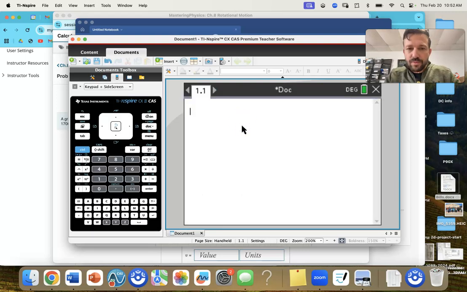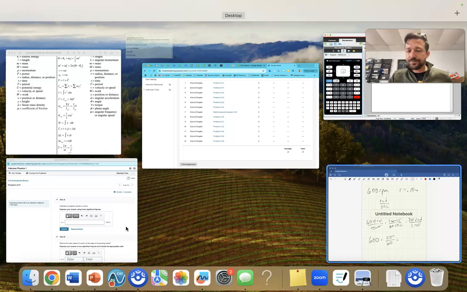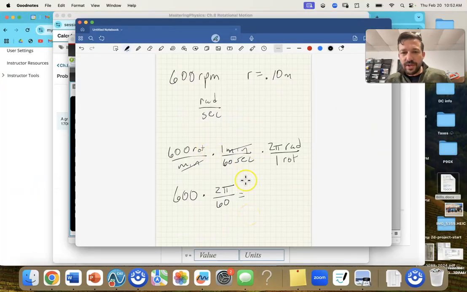Okay. 600 times 2 pi over 60. That comes out to 20 pi. Man, it came out so nice. I just made up that number. 20 pi radians per second.